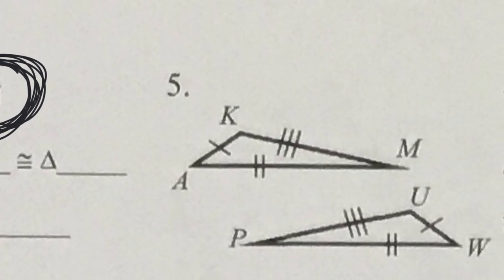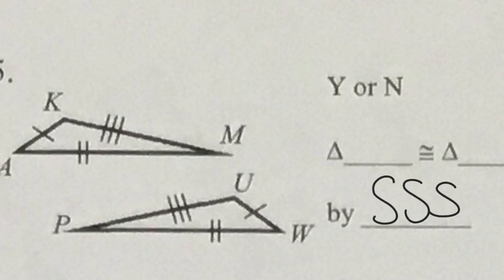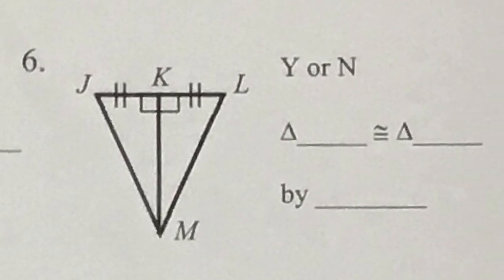We don't have to do anything else, we just move on. Number 5, hopefully you know that one's a yes by side, side, side. So we'll just run through some of these pretty quick. Side, side, side. Number 6, what can we mark?